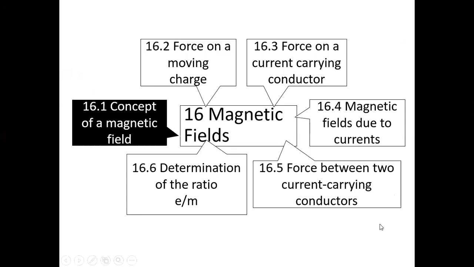Okay, we are going to cover magnetic field today. Probably the concept of magnetic field, and then force on moving charge. We'll try to cover these two topics if we can. And then later on, 13.3 force on current carrying conductor, magnetic field due to current, force between two current carrying conductors. This is the force of a conductor carrying a current in a magnetic field. This one is the two conductors together, because the conductor itself, whether it's a solenoid, will contribute to magnetic field. And then finally, we study determination of the ratio e over m.